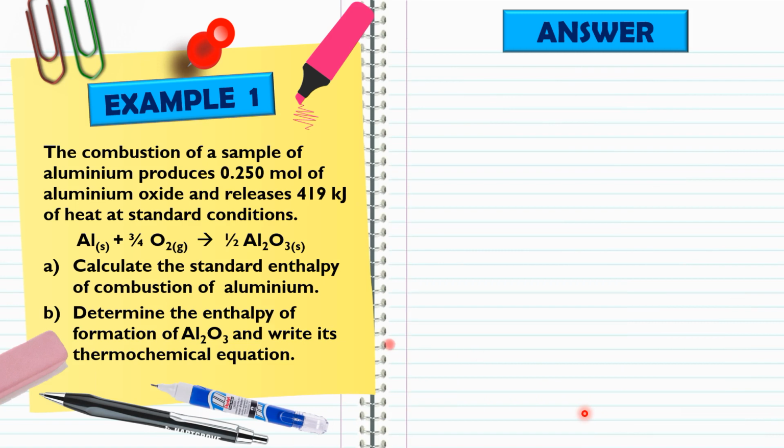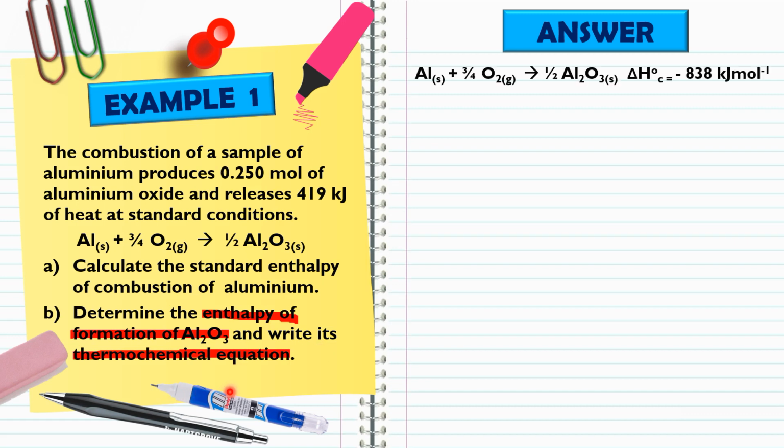Okay, for question B, determine the enthalpy of formation of aluminium oxide and write its thermochemical equation. Right, so from the previous calculation, we already calculated the enthalpy of combustion of aluminium. And here is the thermochemical equation. First you have to write the thermochemical equation for the enthalpy of formation. So remember, from the definition of enthalpy of formation, 1 mole refers to the product side.